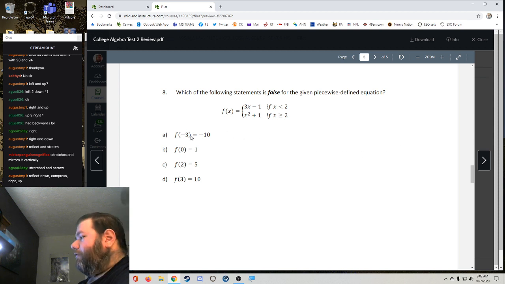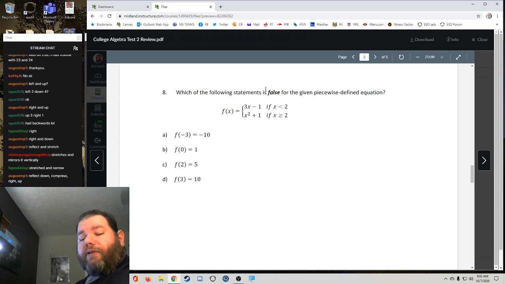So to go through, plug in negative 3, and make sure you plug it into the right piece, and then evaluate it and see if it is equal to negative 10. And if that's true, then we'll go to the 0 and see if that's equal to 1. Repeat for the rest of those. 3 of these will be true. They'll actually give us the right number on the right hand side, and 1 of them will be wrong, and we want to pick out the one that's wrong.